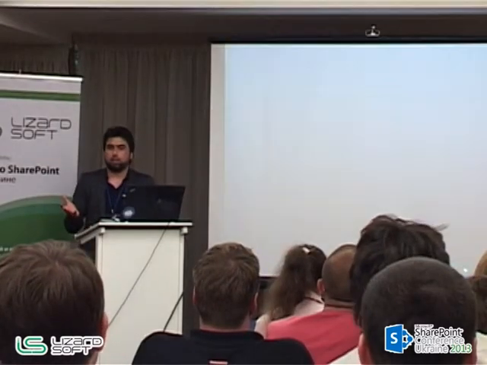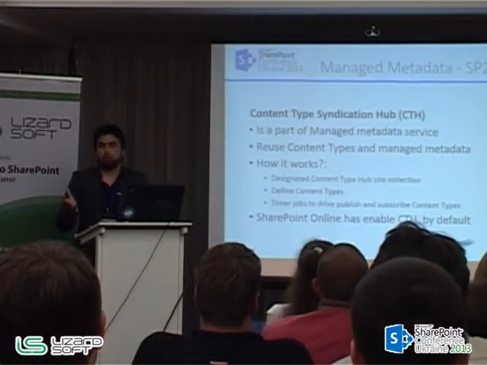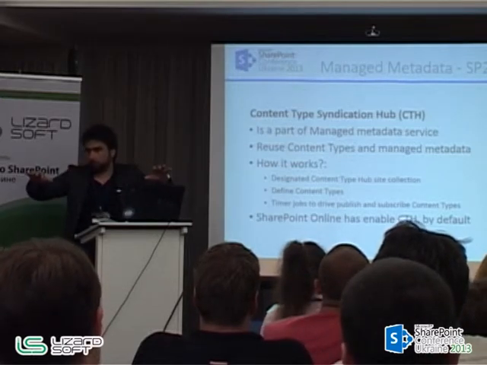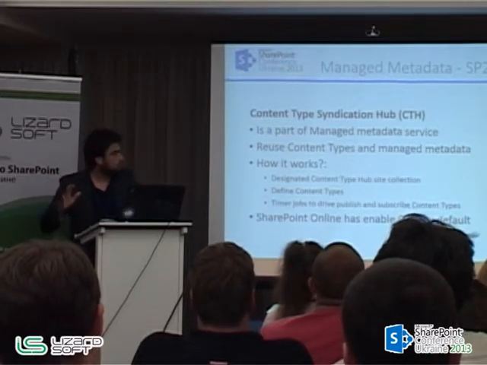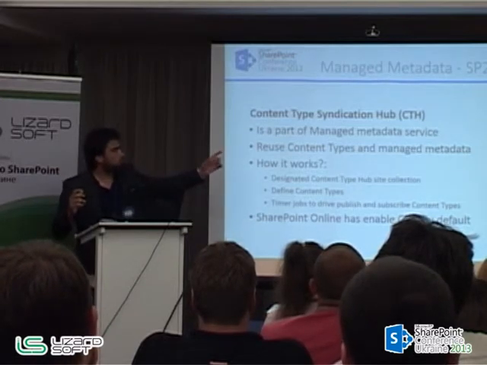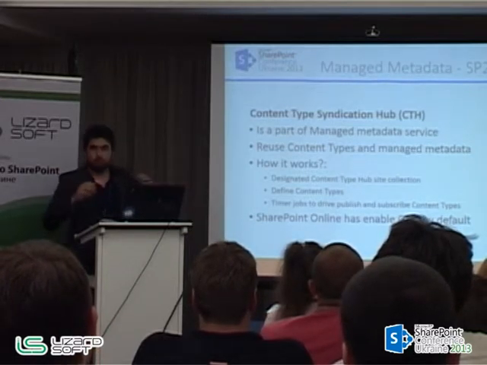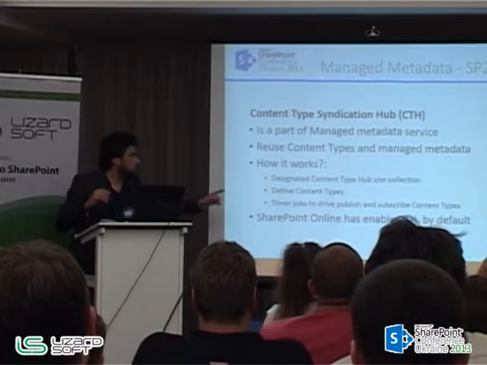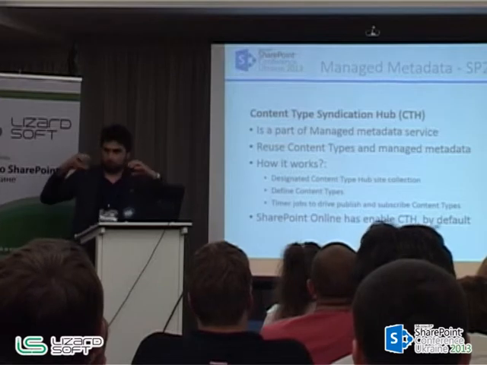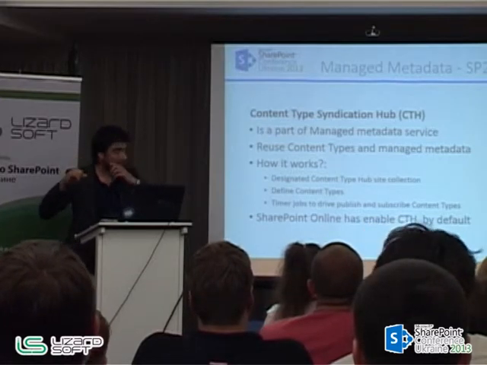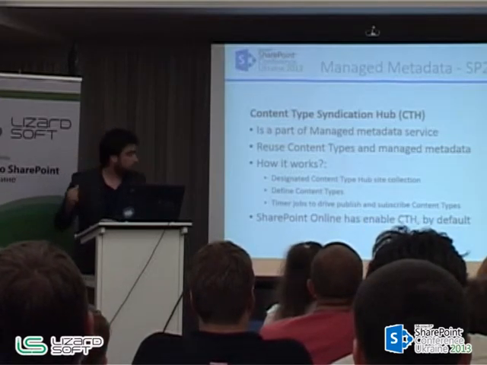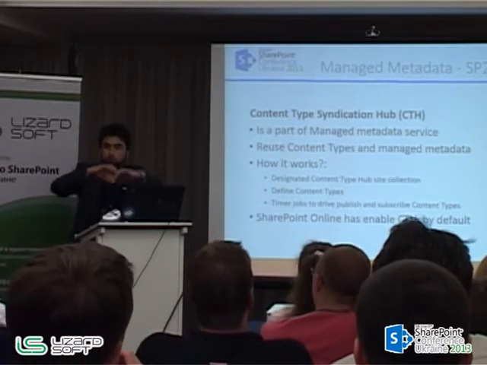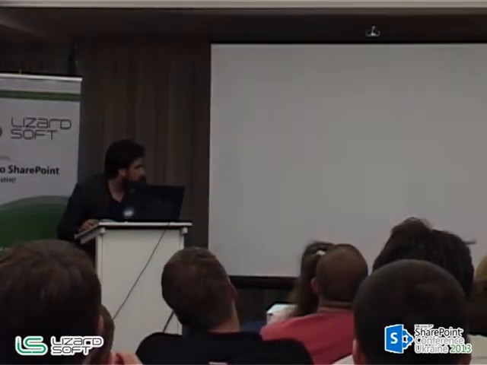So content type syndication was introduced in 2010. The purpose of this was to distribute your content types and manage metadata fields. How it works is as a part of the managed metadata service. You can reuse your content types across site collections. You designate one root site collection that you define as a hub, and then you define the content type, and then the timer job will sync all these content types across all the site collections. So just quickly through the demo here.